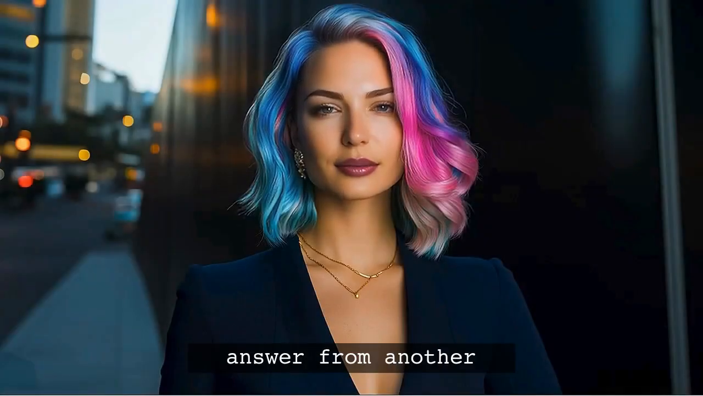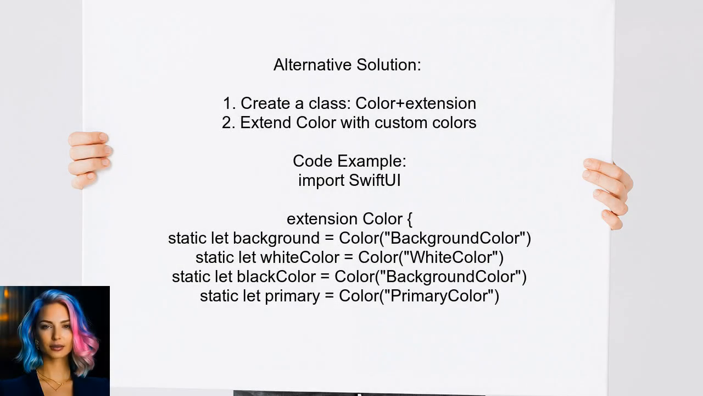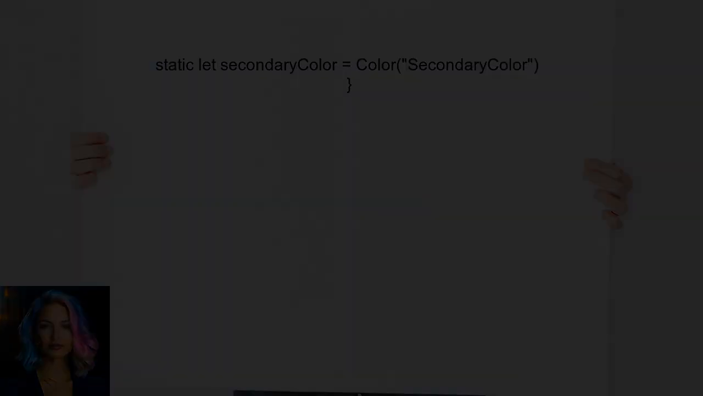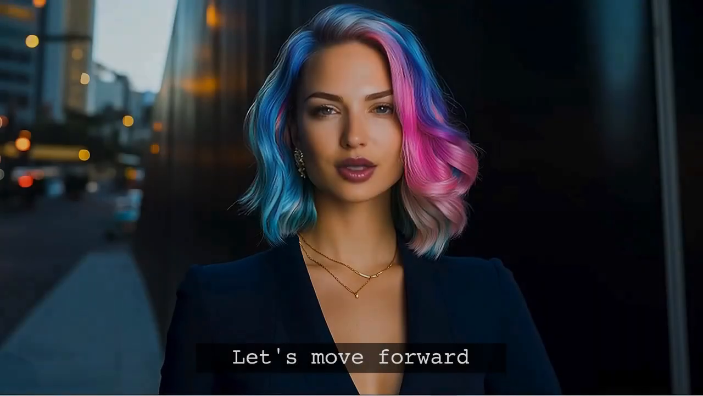Let's take a look at an answer from another user. An alternative approach shared by a user involves creating a class in SwiftUI called Color Extension. This class extends the Color type to include custom colors from your Assets Catalog. Let's move forward and look at another answer.